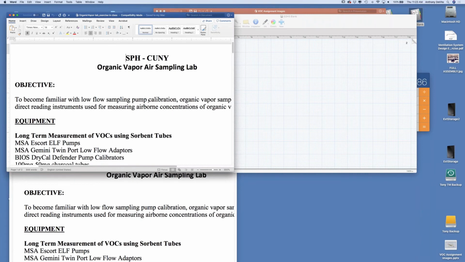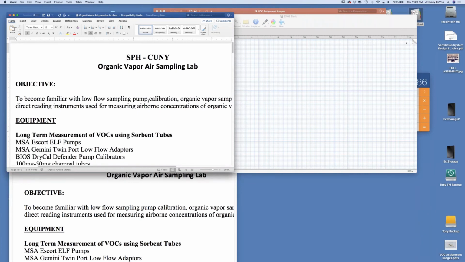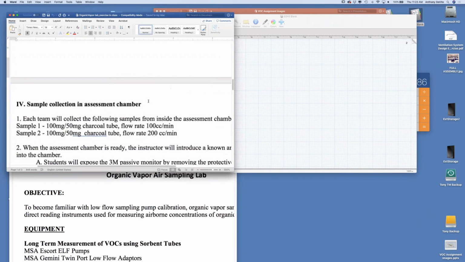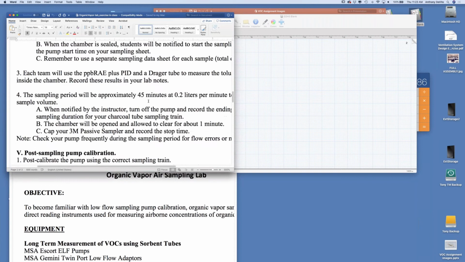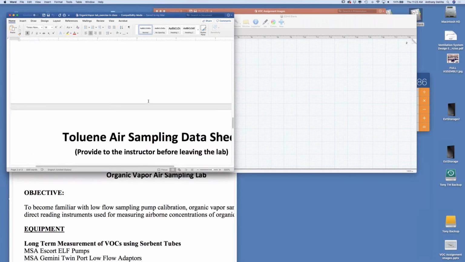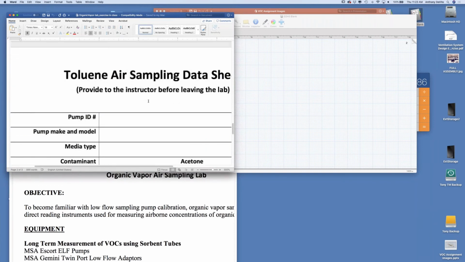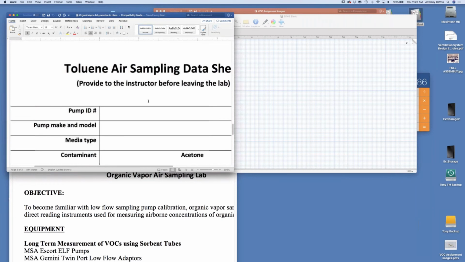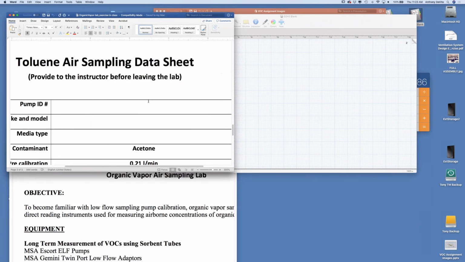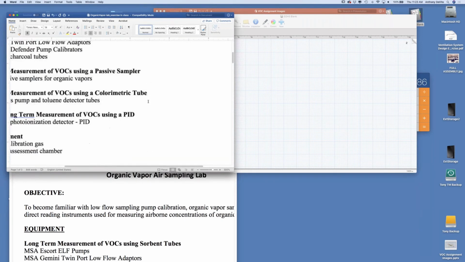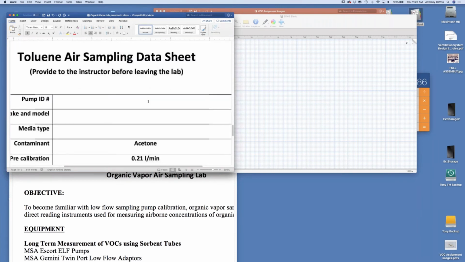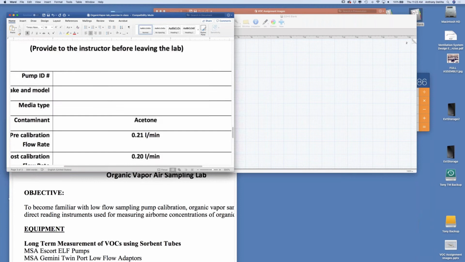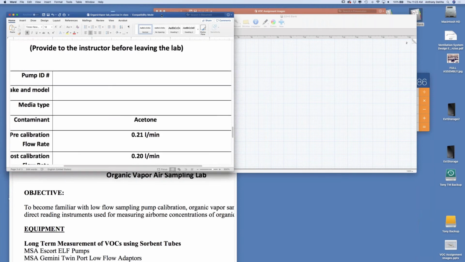So here we're going through the process of using these various devices, including a sorbent tube and a low flow pump to actually sample the air. At the end of this, you're asked to complete an exercise. Okay, here we go. Here's our exercise. That's complete. In this case, we're talking about sampling the air for acetone. Happens to be what we use for this particular example.